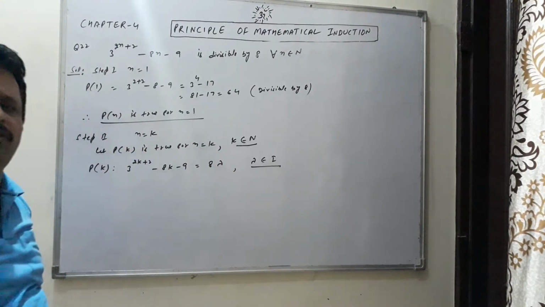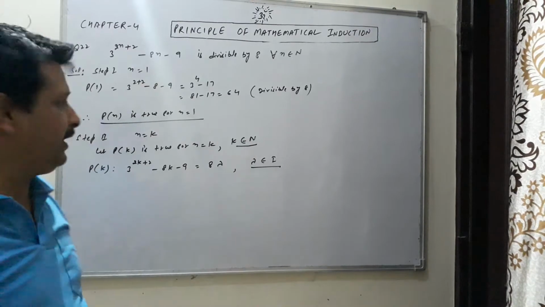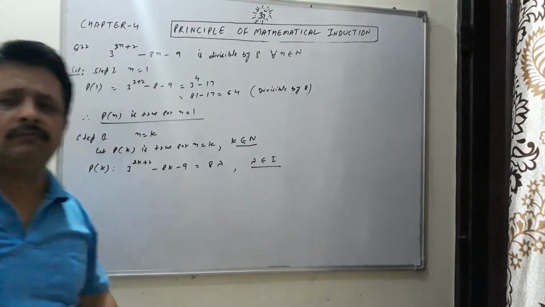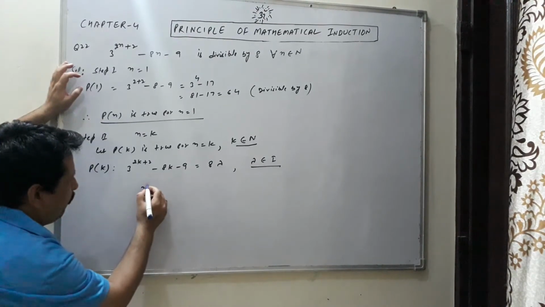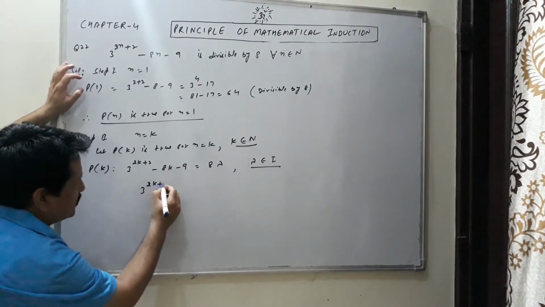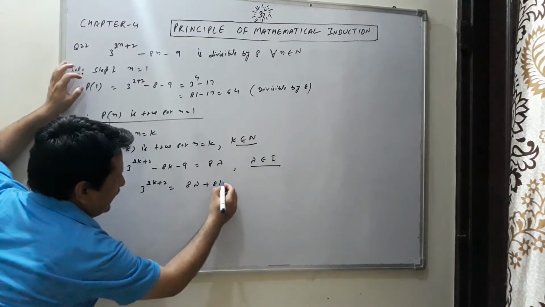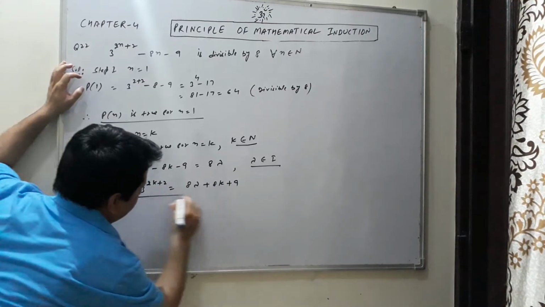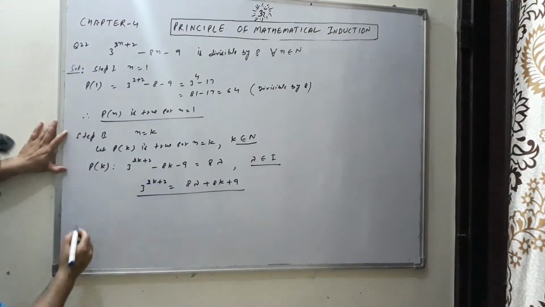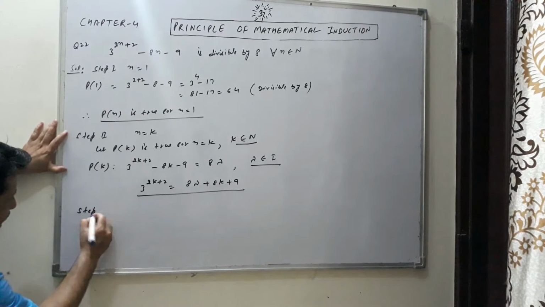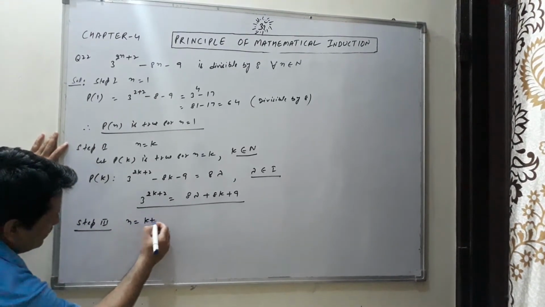Here it is not necessary that you call it lambda. You can call it p, or another alphabet also. So here we can write 3^(2k+2) is equal to 8 lambda plus 8k plus 9. We will make use of this in step number 3. So let us come to step number 3, where n is equal to k plus 1.